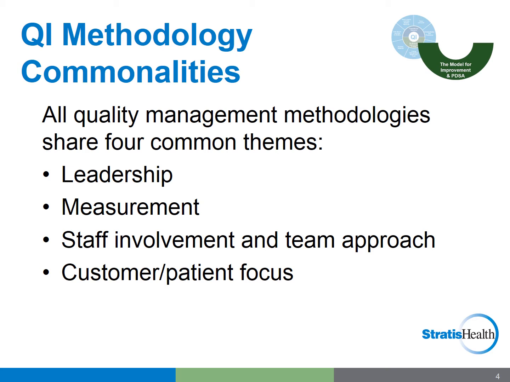Staff involvement and team approach. Quality improvement cannot really be done well without involving staff. Ideally, improvement work includes the active involvement from individuals closest to the work. Involve them in setting aims and measures, in understanding current processes, and in identifying and testing changes to improve the process.